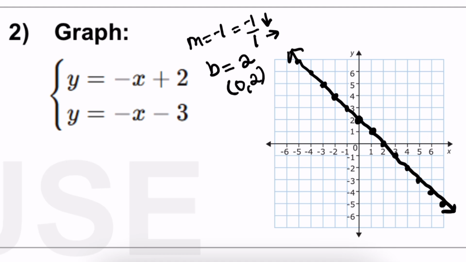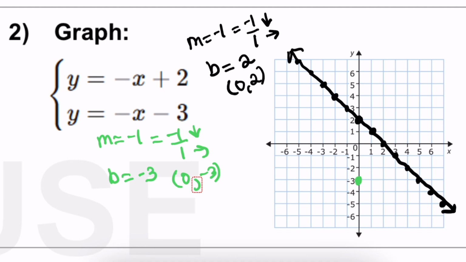It says y equals negative x minus 3. So my slope is negative 1 or negative 1 over 1, which means go down 1 to the right 1. And my y-intercept is negative 3 or 0, negative 3. Let's graph the y-intercept first. And so we have 0, negative 3.